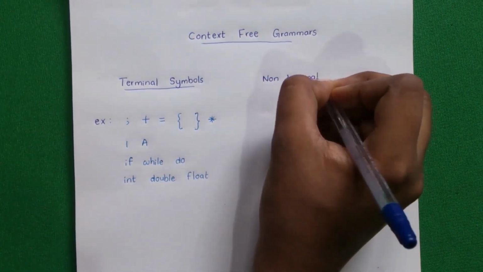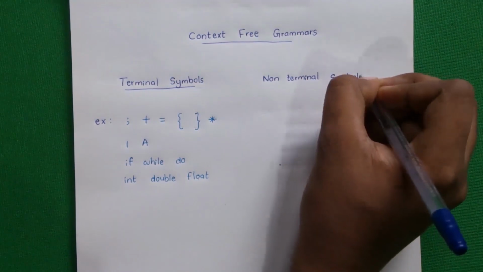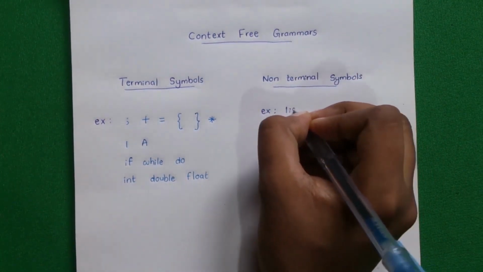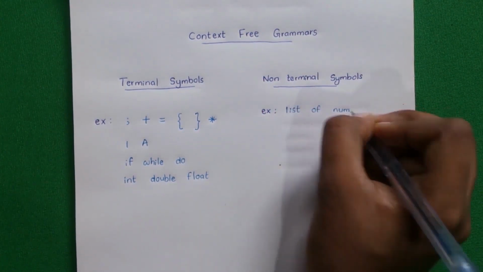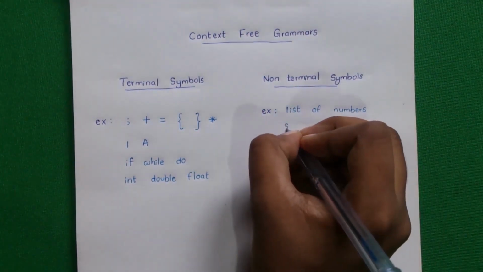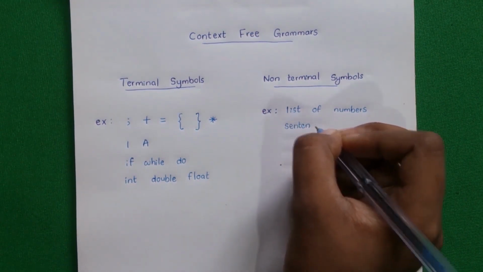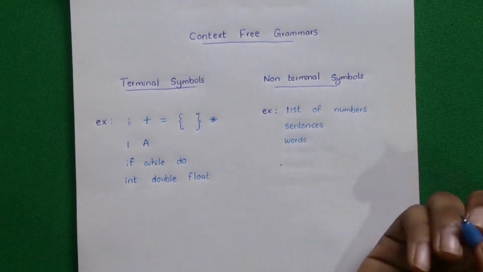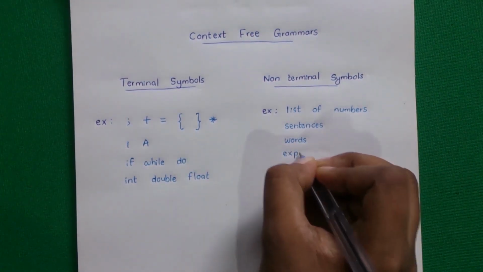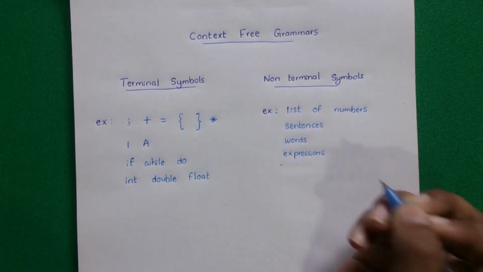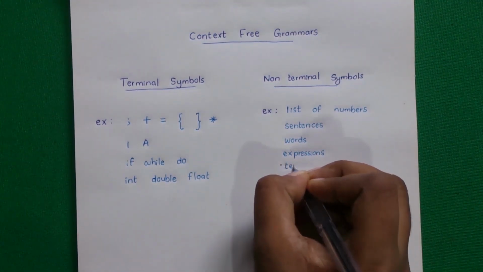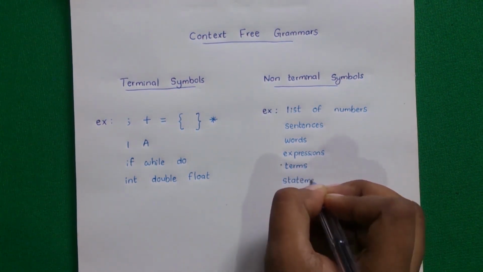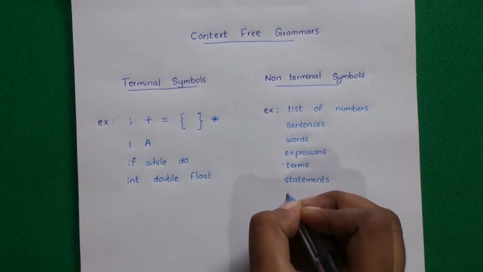Other type of symbols are called non-terminal symbols. Non-terminals are the things that can break down or explain. You can see the examples here. List of numbers, sentences, words, expressions, terms, statements and the programs.